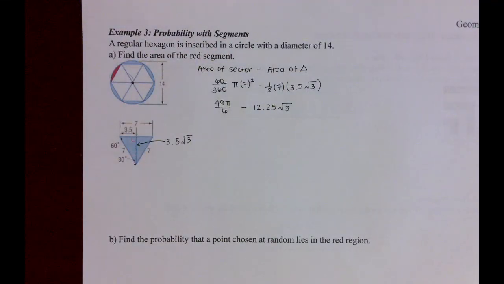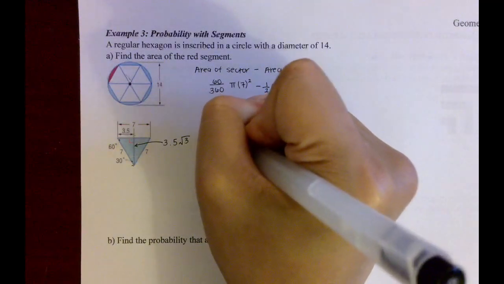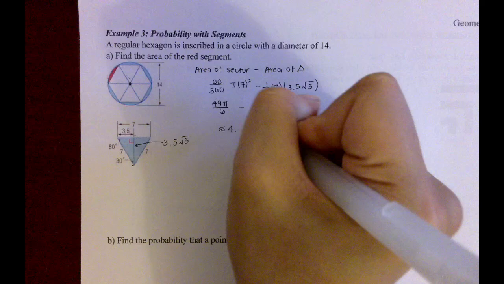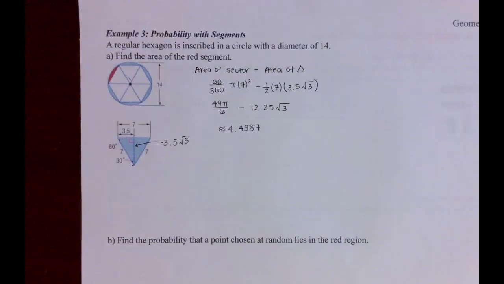So 49 pi over 6 minus 12.25 square root of 3, and that gives me approximately 4.4. I'm going to write it more. 4.4387 units squared.